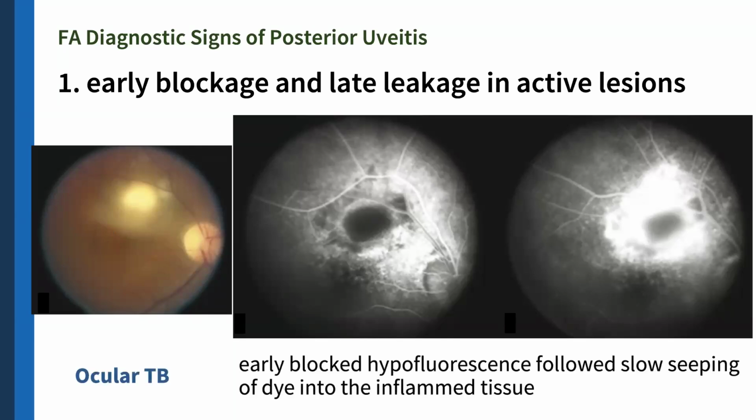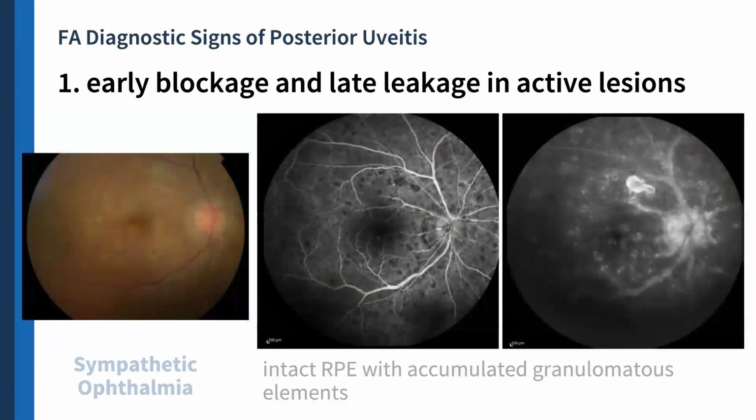This is a different case now. This is a granuloma from tuberculosis. While it has the same pattern as the last case, iba yung mechanism niya. In this case, the reason why that pattern occurs is because there's early blocked hypofluorescence. So blocked siya imbes na non-perfusion this time. And then as the dye circulates in the retina, it slowly seeps into the lesion because of leakage from the inflamed tissue. Okay? So again, a universal pattern, but a different mechanism.